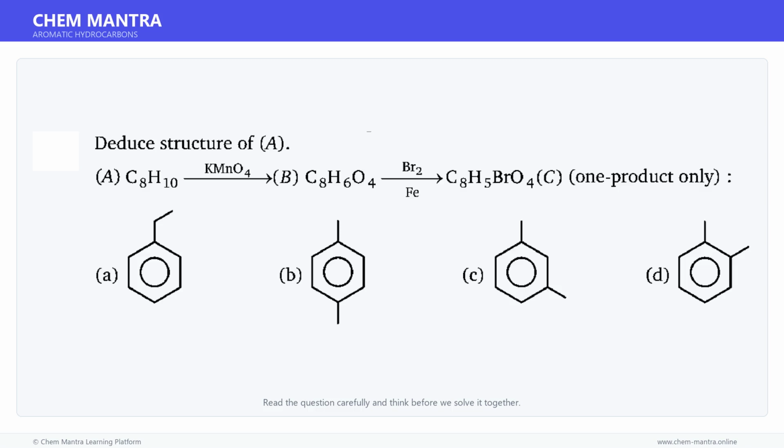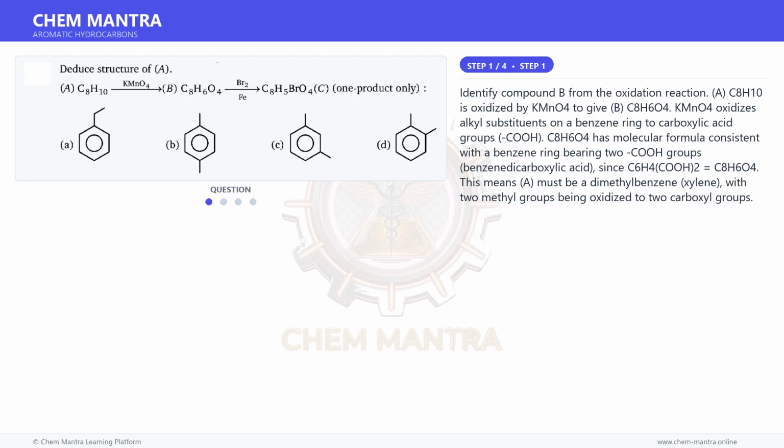Here is a question. Read it carefully and think about the answer. Let us solve it step by step. Let us begin solving this step by step. Identify compound B from the oxidation reaction.